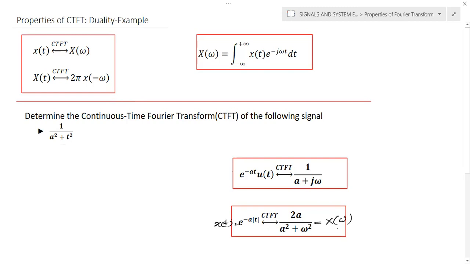And if this is X of omega, you can write capital X of t as 2a by a square plus t square. Instead of omega, you can write t. That is capital X of t. And the continuous time Fourier transform of the signal can be written as 2 pi into small x of minus omega.